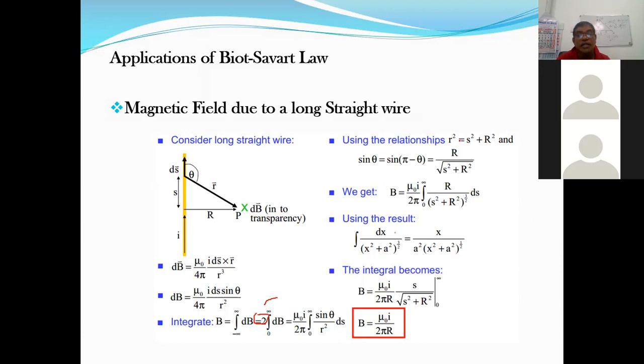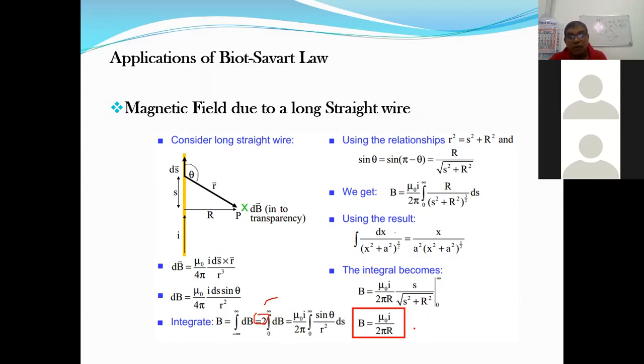Then r squared is equal to s squared plus r squared, right? Sine phi minus theta, that is, we can write it as sine theta, that is sine phi minus theta, equal to r divided by the square root of a squared plus this. Then we can substitute the sine theta. Finally, we will have it like this. So therefore, now we have to integrate this, right? When you are integrating this from 0 to infinity, we will get this.